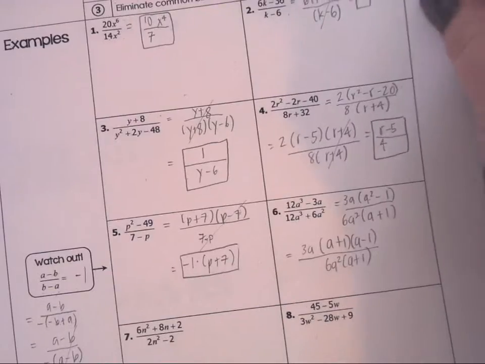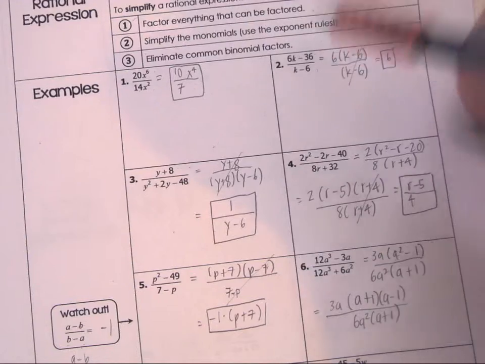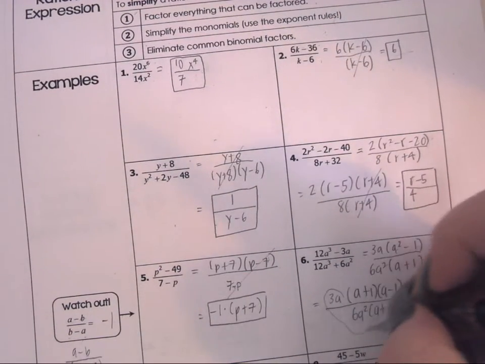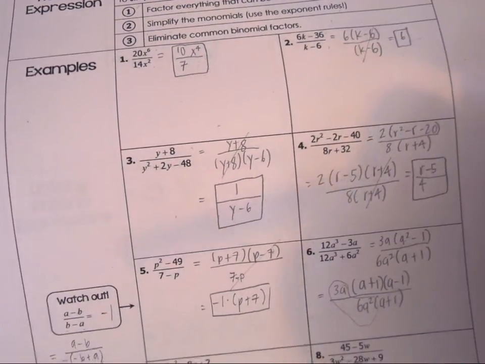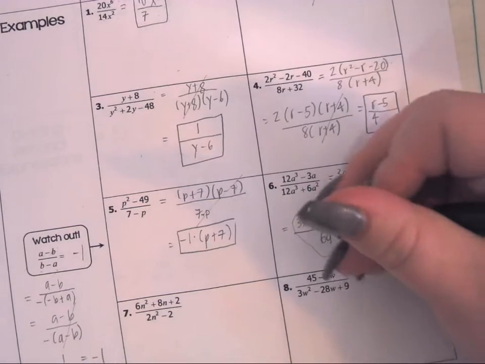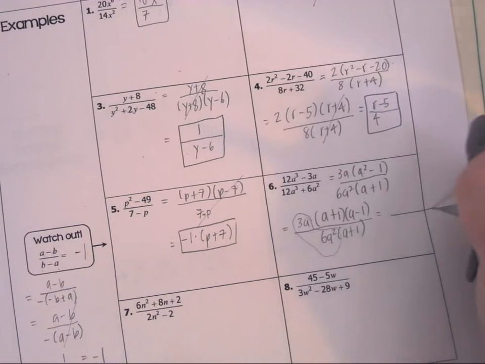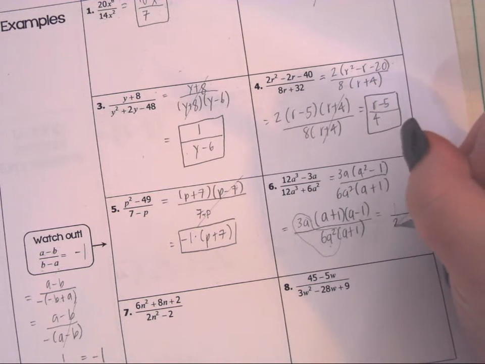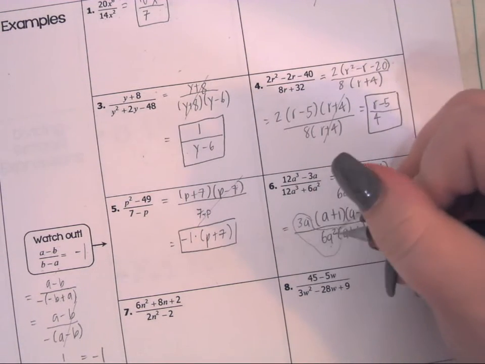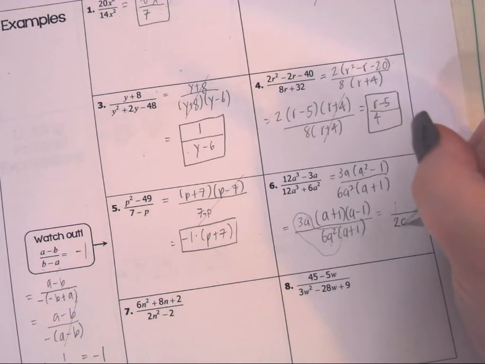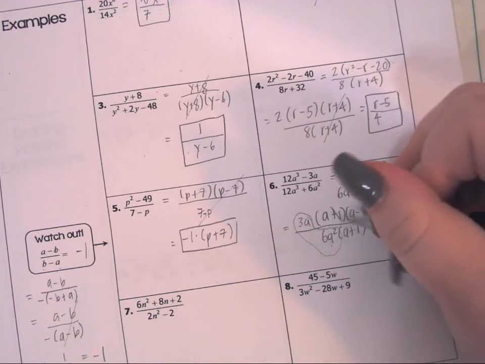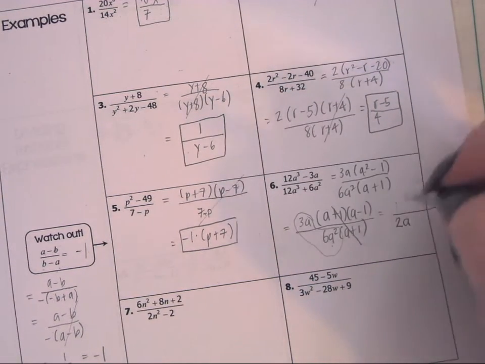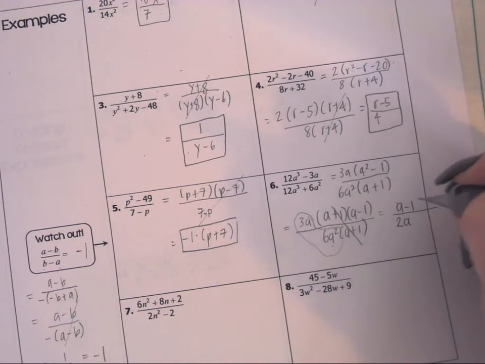And then you simplify the monomials, so you need to simplify the 3a over 6a squared. The 3 over 6 reduces to 1/2, so you don't need to write the 1 again, just write the 2 on the bottom. And then a over a squared simplifies to a just on the bottom. And then the a plus 1's cancel, and then you just get a minus 1 at the top.